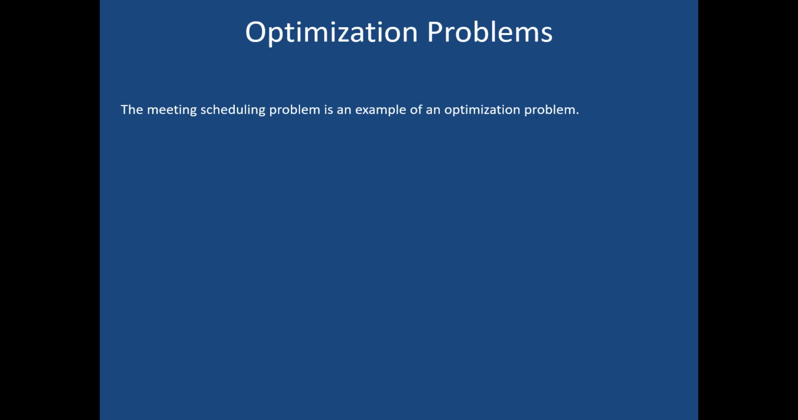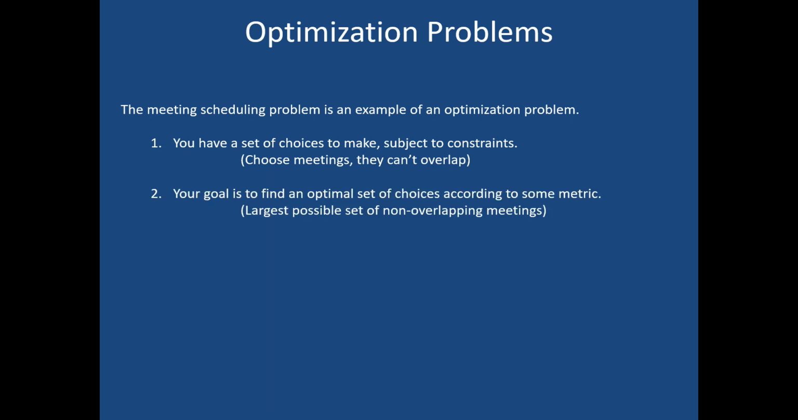Okay, so this is an example of an optimization problem, and we're going to be looking at optimization problems the rest of the semester in various forms. What they all have in common is a set of choices to make subject to constraints. In this case, we have to choose meetings. The choices are which meetings to use, and the constraint is they can't overlap. And the goal is to find a set of choices that is optimal according to some metric. In this case, we want the largest possible set of non-overlapping meetings.